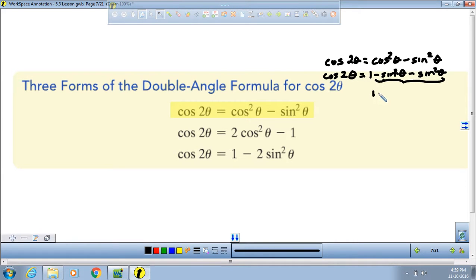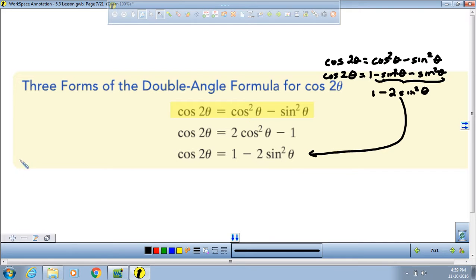You can combine like terms. So that's going to give you 1 minus sine squared minus sine squared, which is going to be negative 2 sine squared of theta. By combining those like terms, that's what we got, and that's the formula that we see down here. That's a modification of the original formula. By using the Pythagorean identity, we can come up with that.